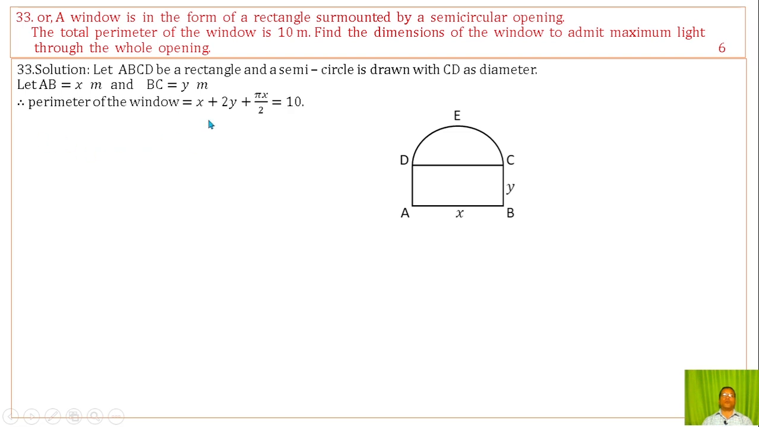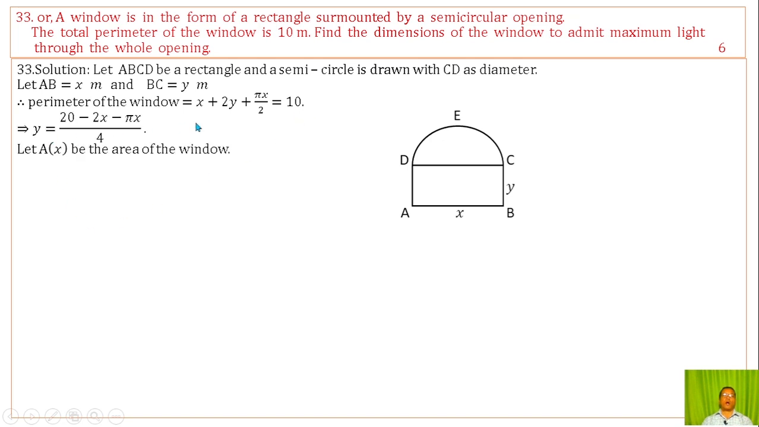The perimeter of the window is x plus 2y plus the semicircle circumference, which is pi r. Here x is the diameter, so the radius is x by 2. The circumference of a semicircle is half of twice pi r, that is pi r. The perimeter is x plus 2y plus pi x by 2, which is given as 10.